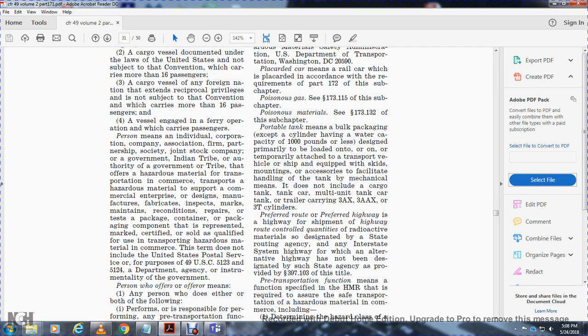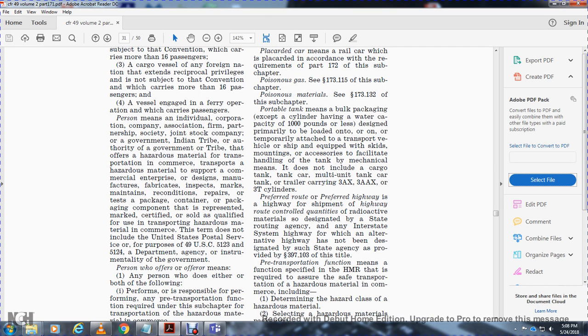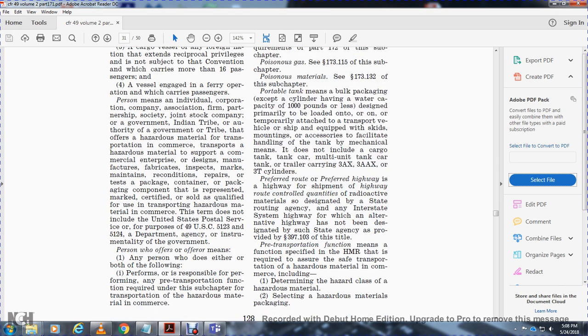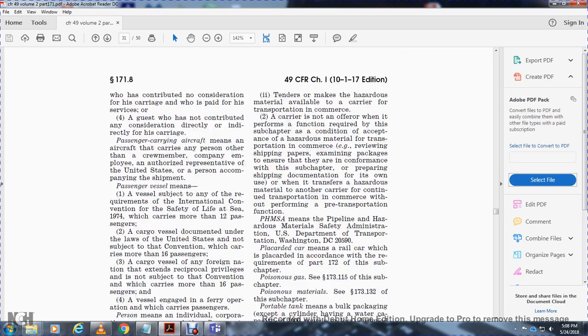Offeror means any person who does either or both of the following: performs, or is responsible for performing, pre-transportation functions required for the transportation of hazardous material in commerce.